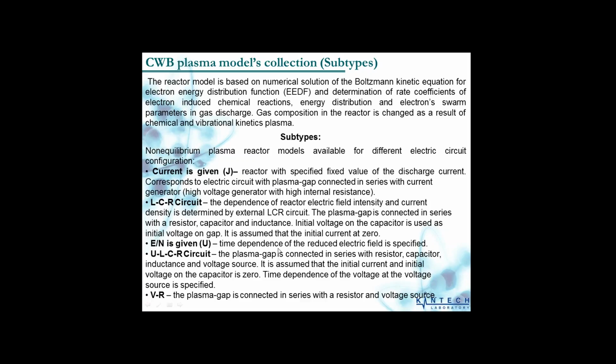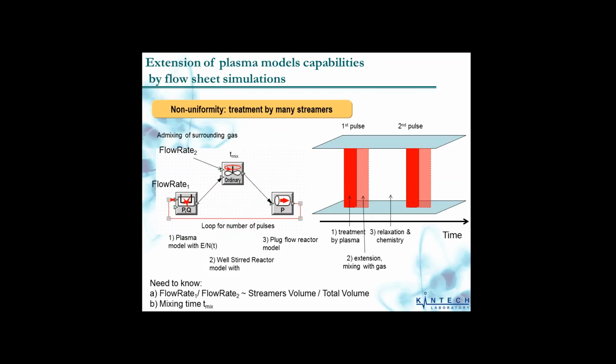These are the main subtypes for the plasma models. As I said before, application of this model is strongly restricted by the 0D approach. So we work with the supposition that we have a uniform distribution in the system. But nevertheless, there is a possibility to simulate a non-uniform system. And this possibility appears due to the flow sheet simulation.